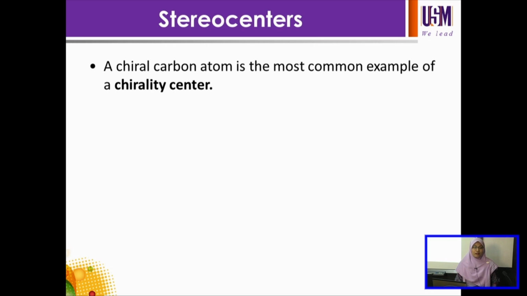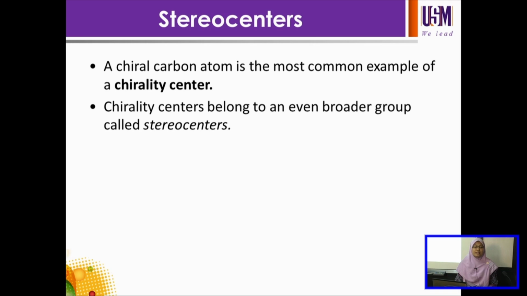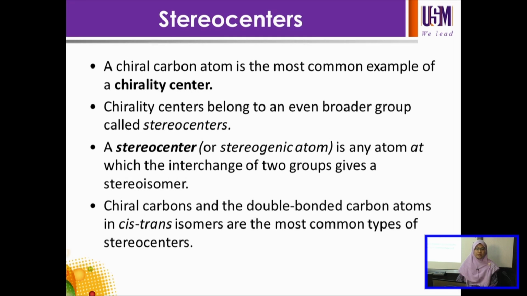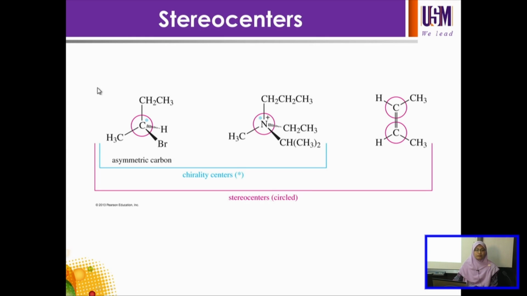What is a stereocenter? A chiral carbon atom is the most common example of a chirality center. Chirality centers belong to an even broader group called stereocenters. A stereocenter, or stereogenic atom, is any atom at which the interchange of 2 groups gives a stereoisomer. A chiral carbon and the double bonded carbon atom in cis-trans isomers are the most common types of stereocenter. Let's look at this in more detail. Here we have an asymmetric carbon, or chiral carbon, attached to 4 different groups. This chiral carbon is an example of a chirality center.